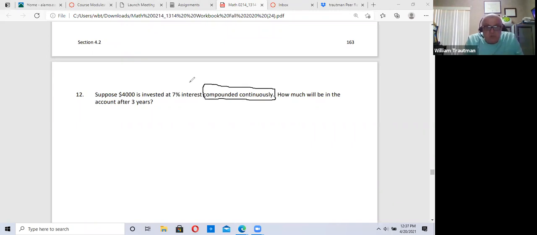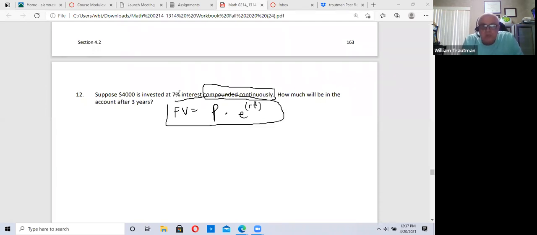Continuous uses the formula E. So future value equals the present value times E. I just like P instead of PV. Times E to the RT power. So this is the formula when we use continuous compounding.